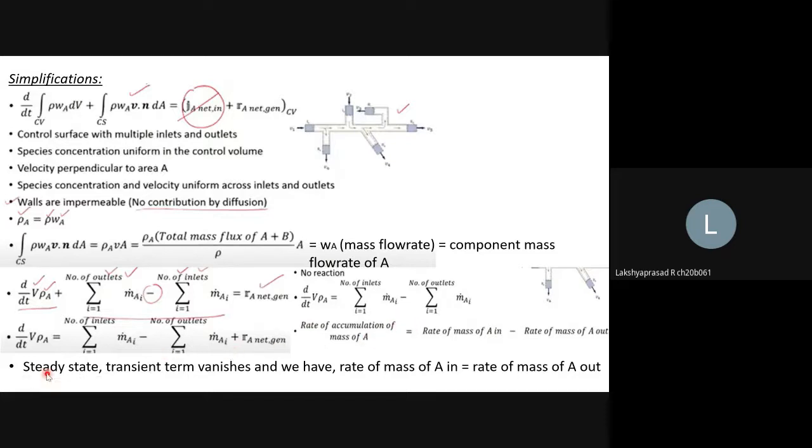And another obvious simplification would be the steady state one. So we know the transient term will vanish in this case. d/dt of V rho A will vanish. And what we'll get is that the rate of mass of species A in is equal to the rate of mass of species A out.